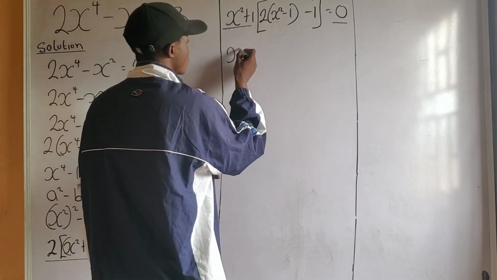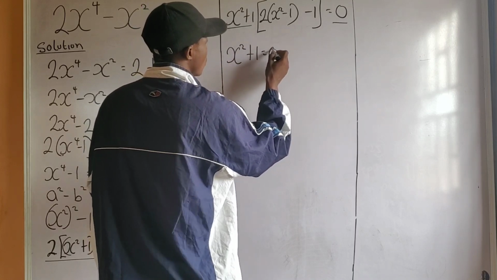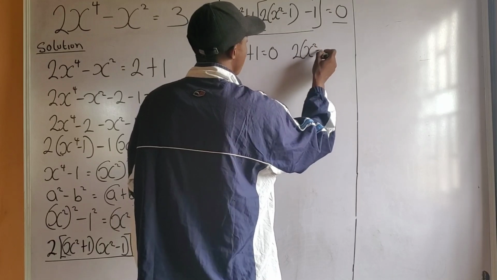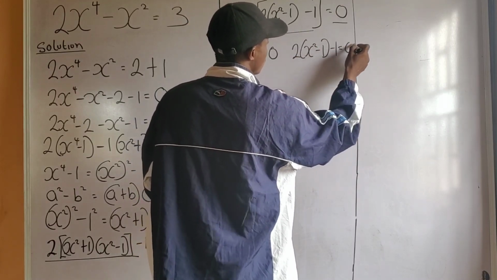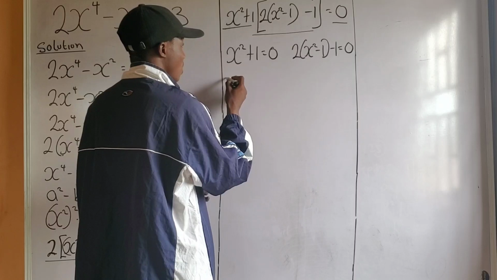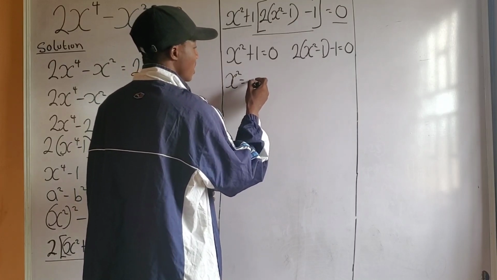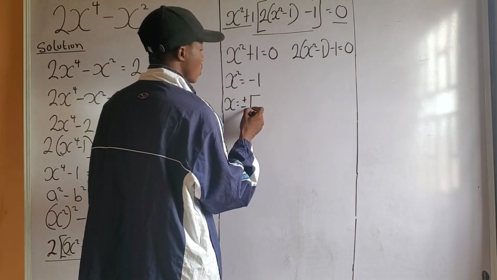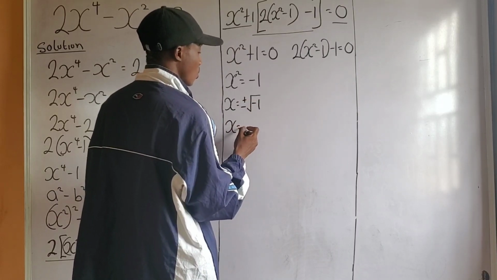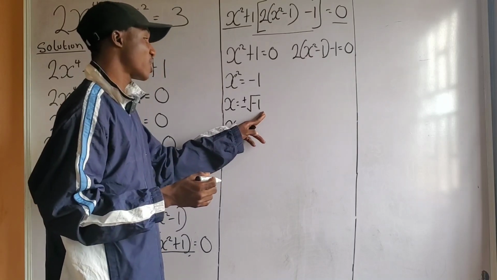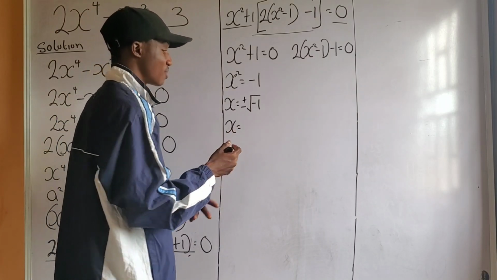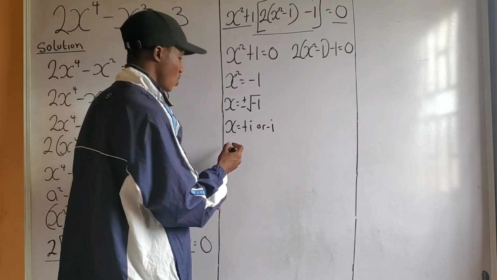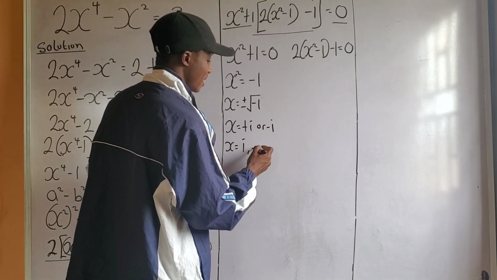So I'm going to have x squared plus 1 equals 0. And also, I'm going to set this equal to 0, so 2 multiplied by x squared minus 1 equals 0. For this side, I'm going to have x squared equals negative 1, right? So x will be equal to plus or minus the square root of negative 1. Now from complex numbers, the square root of negative 1 is i. So I'm going to have plus i or negative i. Do you get it? So x is equal to i, comma, negative i.